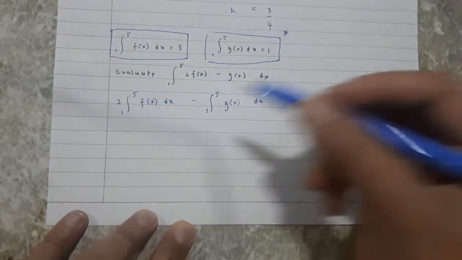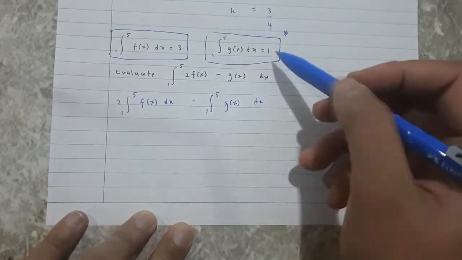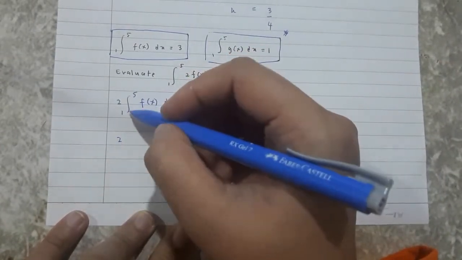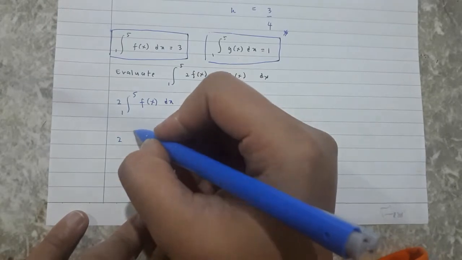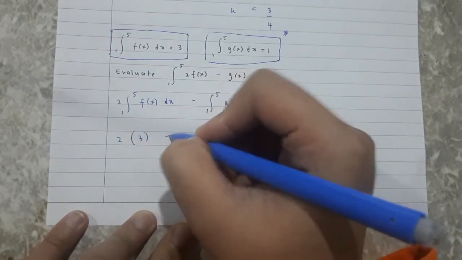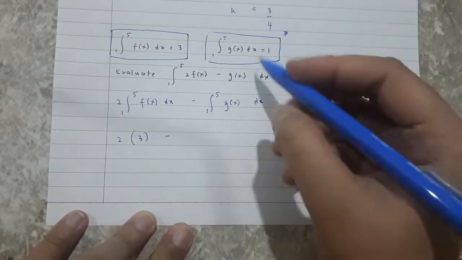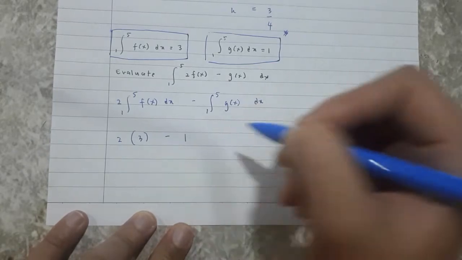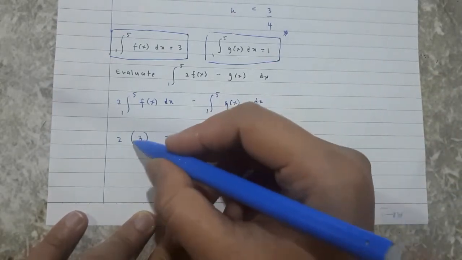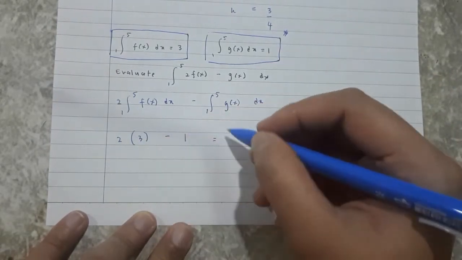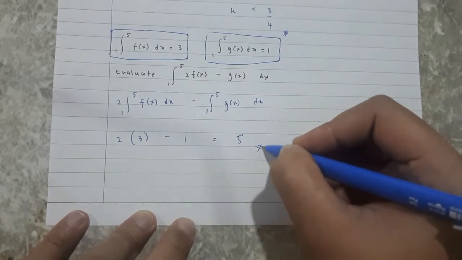After that, use the information from above. Integration from 1 to 5 of f(x) dx is 3, minus integration from 1 to 5 of g(x) dx is 1. 3 multiplied by 2 is 6. 6 minus 1, the answer is 5.